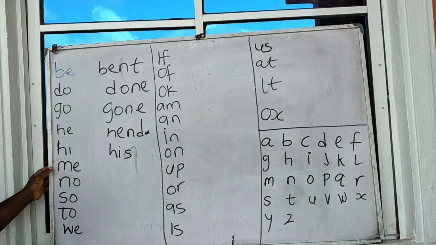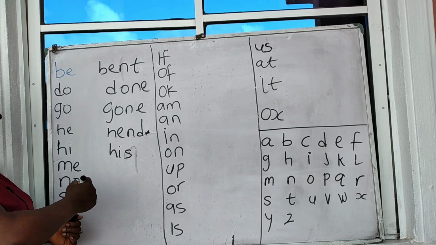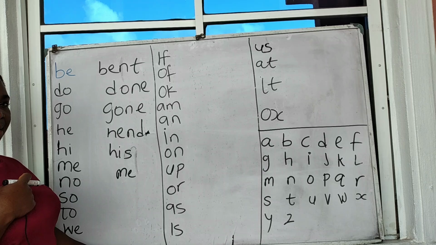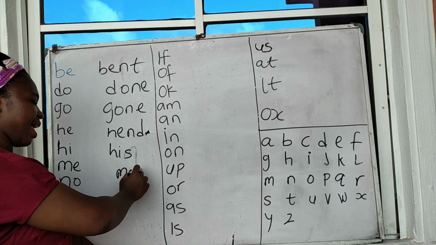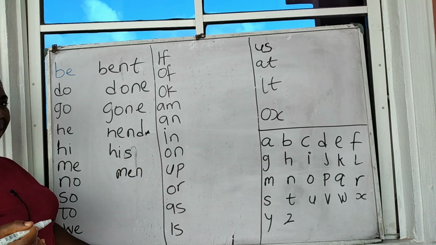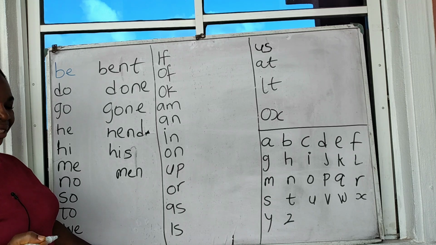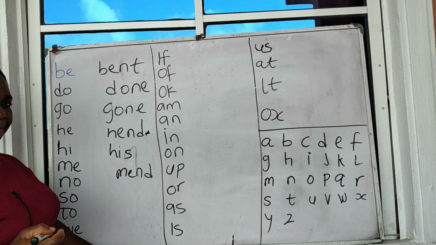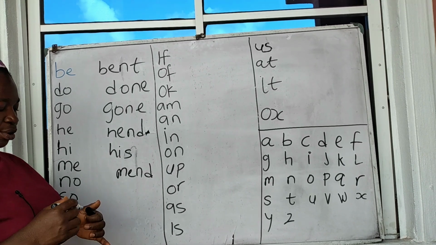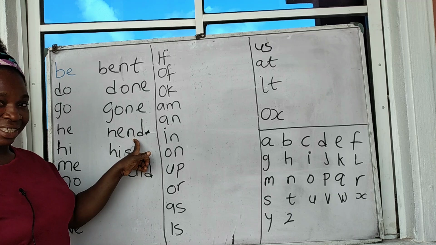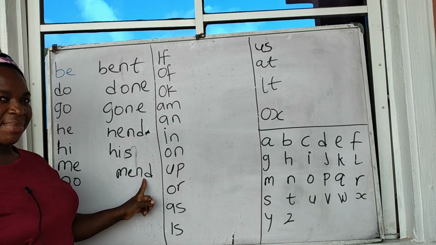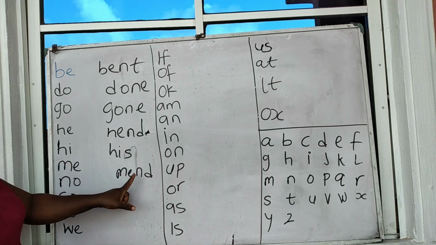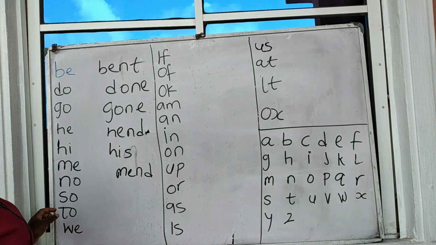Let's see another one. This is M-E. This is me. Now, if I add N, it becomes men. If I still add D, it becomes mend. Are we good? So looking at this place, I have hand, and this is mend. Take away the H and the M, I have end, end. Okay? So we move to this one.